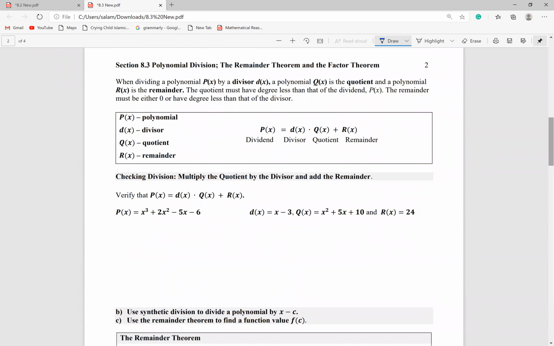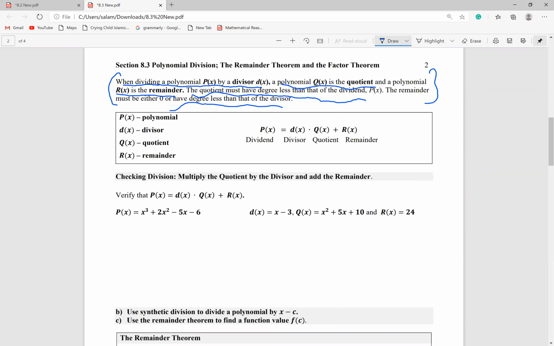So now we have some facts here before we proceed to the remainder theorem. When dividing a polynomial p of x by a divisor d of x, a polynomial q of x is the quotient and a polynomial r of x is the remainder, and that's what we just analyzed. The quotient must have degree less than that of the dividend, and the remainder must either be 0 or have degree less than that of the divisor. So this is just telling us some facts.